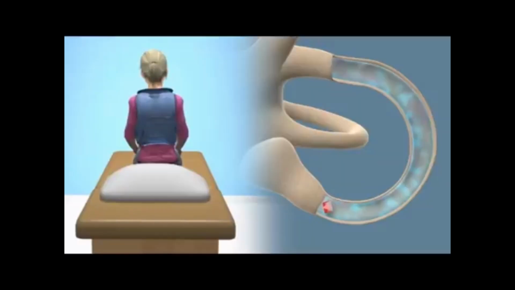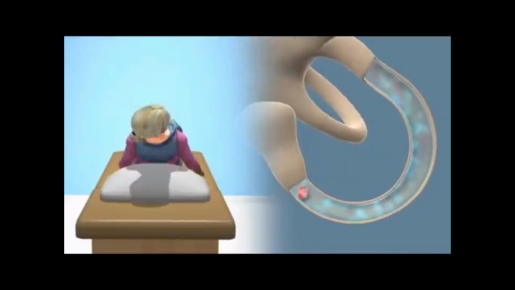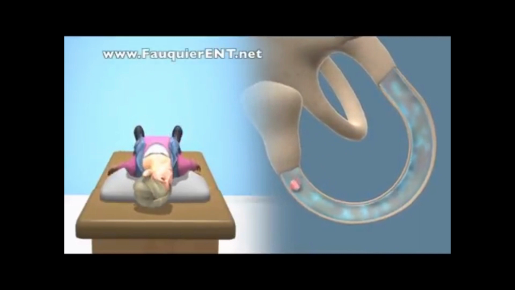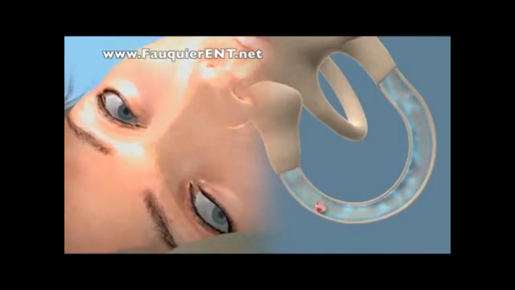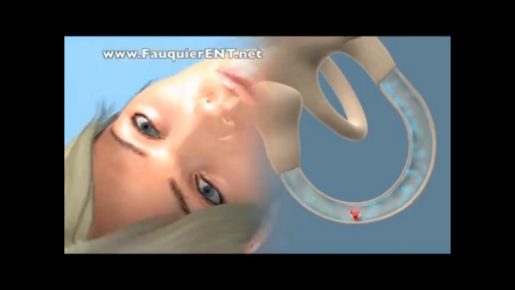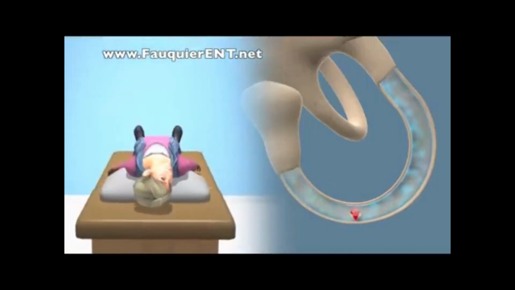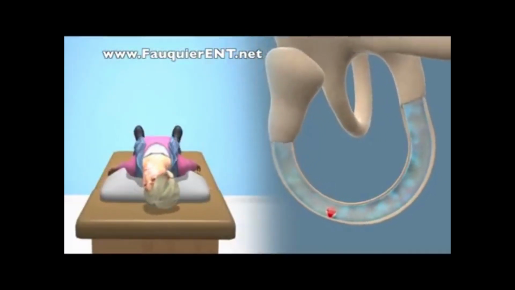So what's going on with these position changes? Essentially, the head is moved in such a way to manipulate the crystal to fall towards the canal opening. With each position change, it takes about 30 to 60 seconds for the crystal to settle into the most dependent position in the canal. If turns are made before the crystal has a chance to settle, the crystal may fall back the wrong way and the maneuver will fail.